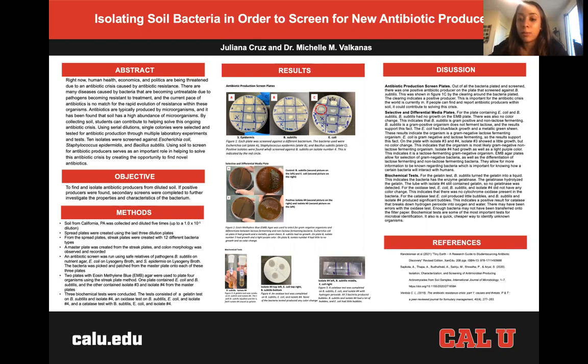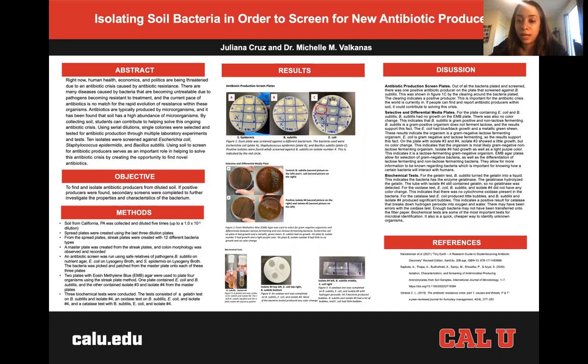E. coli had a blue/black growth, and if you can see in the picture, it has a very metallic green sheen to it. These results indicate the organism is a gram-negative lactose fermenting organism. If there's growth, it is gram-negative, and the color change tells us that it is lactose fermenting. In these selective and differential media plates, B. subtilis and E. coli were used as controls.